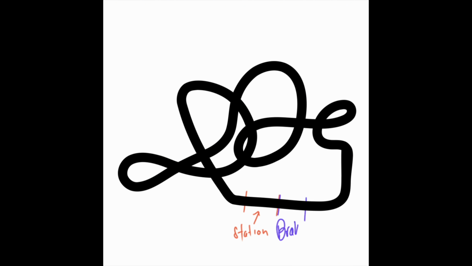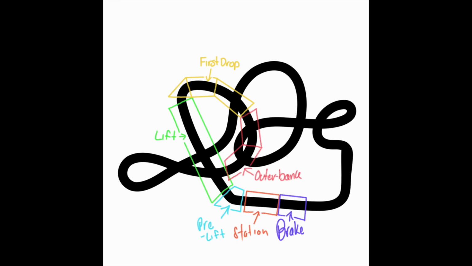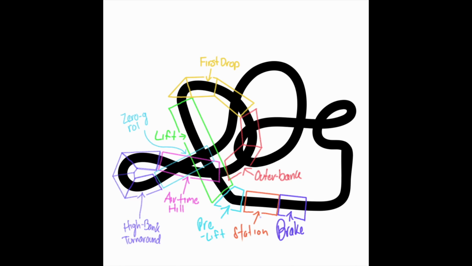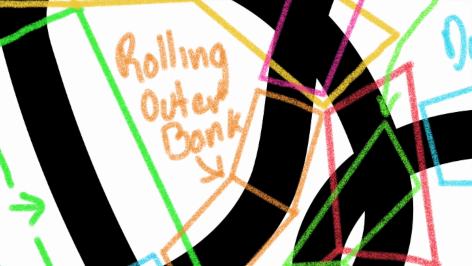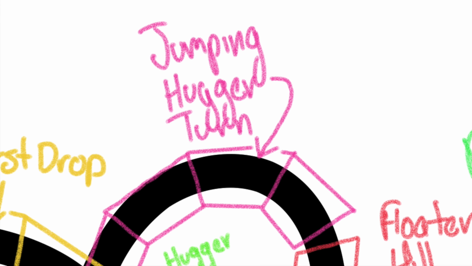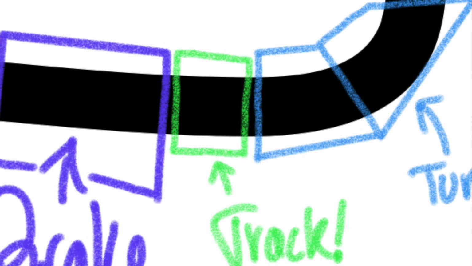I began to draw the layout from the image that I chose, and added names for the sections to create a sort of rough outline of what I would want the track to do through each part. This led way to some elements that I'm really looking forward to creating, such as a rolling outer bank, jumping hugger turn, a first drop, and even track.